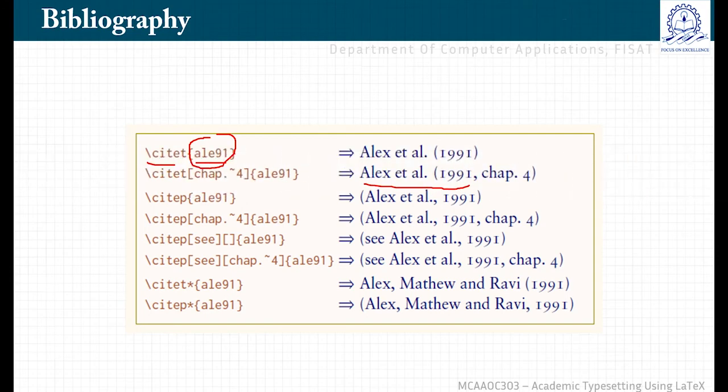Like this, you have a number of different options. If you simply specify \citep and the key, then it will simply give you the name of the author, Alex et al., comma, 1991 within the parenthesis. So according to the requirement of the publisher, you can use any of the citation options. We are not going to explain each and every item. You can explore it yourself.